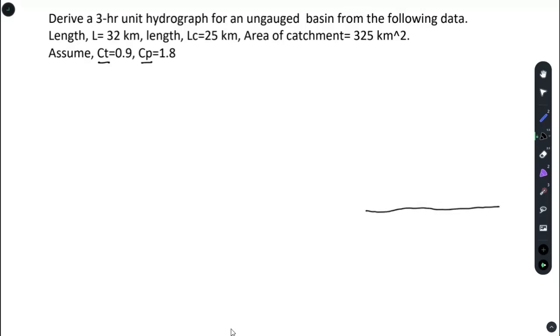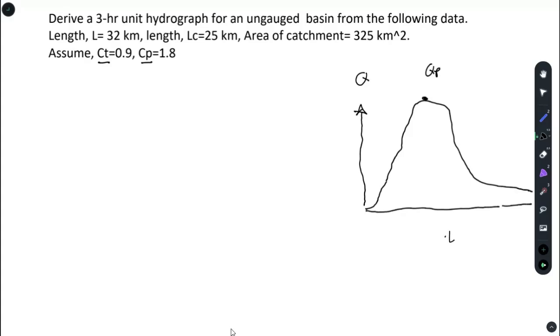and say the unit hydrograph we're interested in will be something like this. It will go like this. Say we have a peak over here. We call that QP, and here we have discharge and here time. And say rainfall has started over here. It has a rainfall like this.